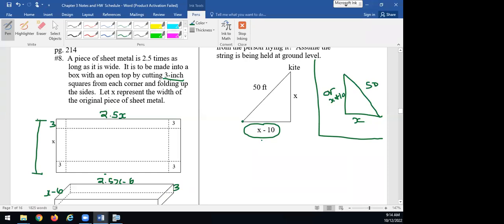Now, what theorem can I use to find x? Pythagorean, very good, which is something we did not too long ago. Remember that we say that a squared plus b squared must be equal to c squared. So here we're going to have (x minus 10) squared plus x squared, and that's going to be 50 squared.